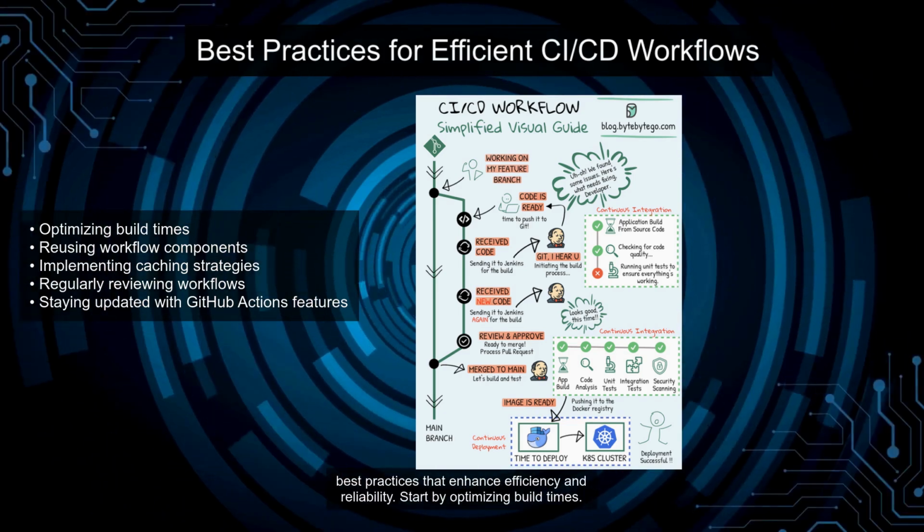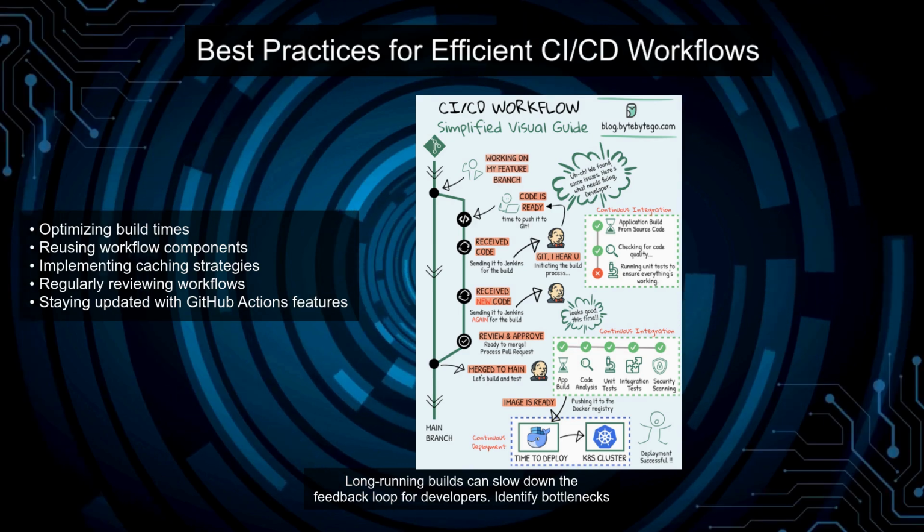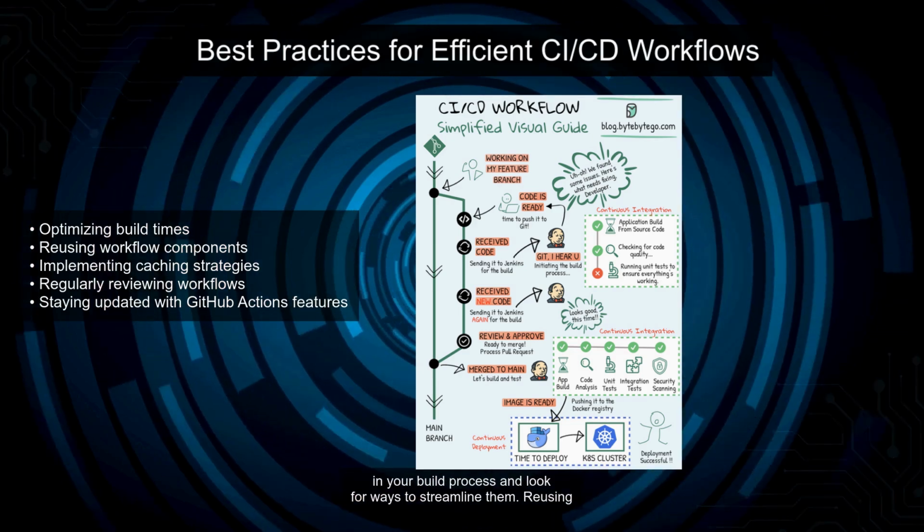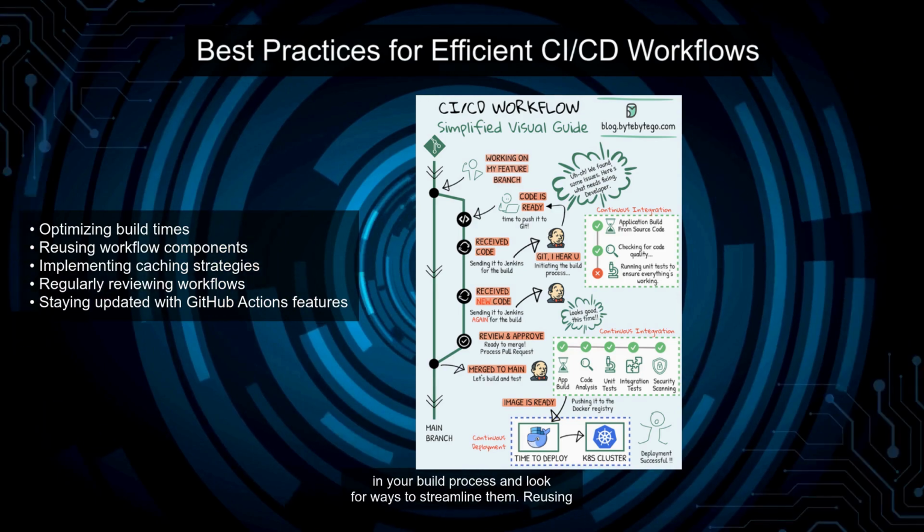Start by optimizing build times. Long-running builds can slow down the feedback loop for developers. Identify bottlenecks in your build process and look for ways to streamline them.